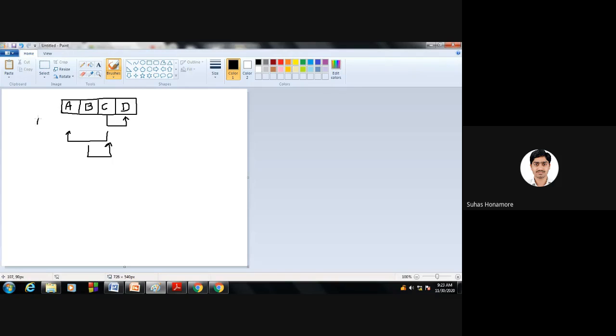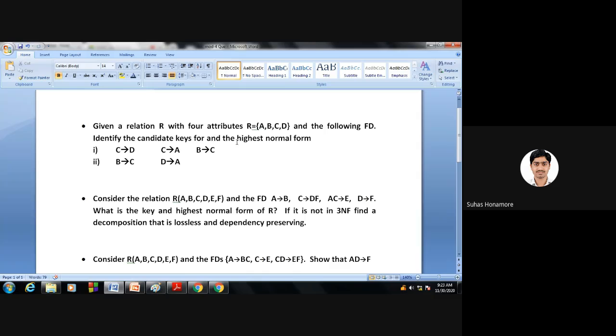I'll label them as FD1, FD2, FD3. So the three FDs he gave, we wrote them. Now we have to identify the candidate key. He asked us to identify the candidate key and then the highest normal form.